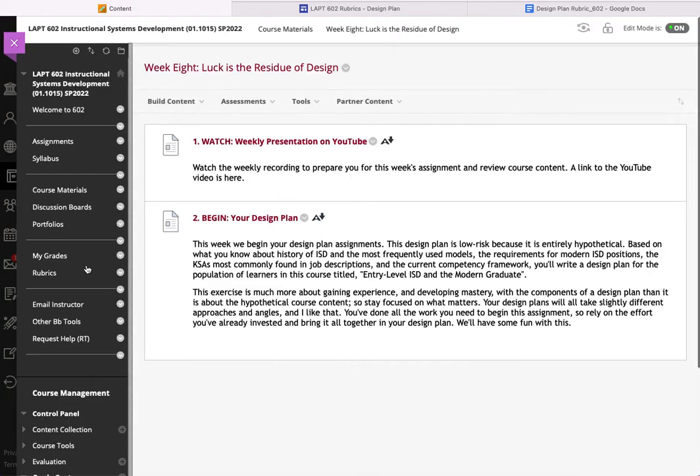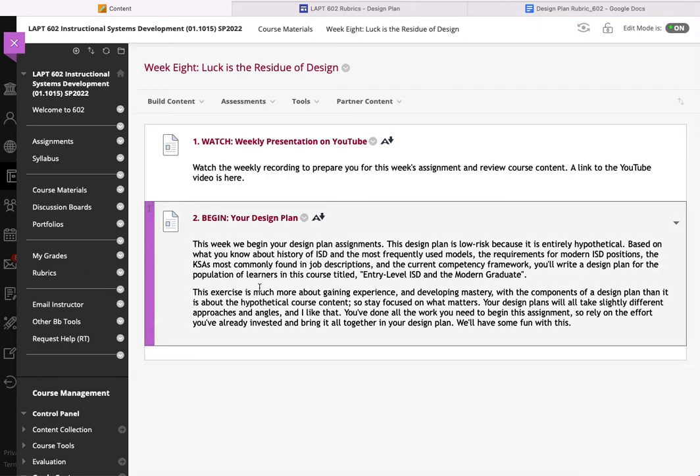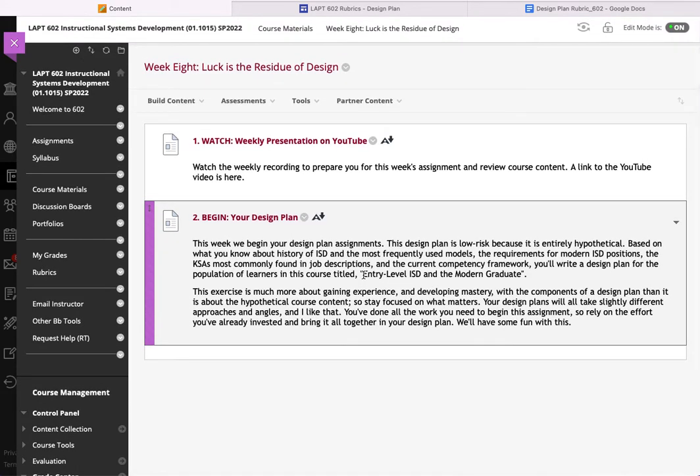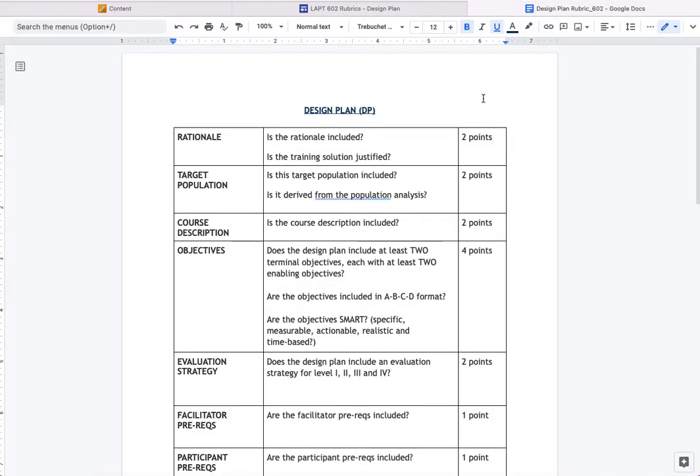If you go back to your course materials folder here in week 8, here's what you're building. You're writing a design plan for a hypothetical course called Entry-Level ISD and the Modern Graduate. That's the hypothetical course. We are all designing the same course. And when we design that, we are all going to write a design plan that includes these common standard elements.